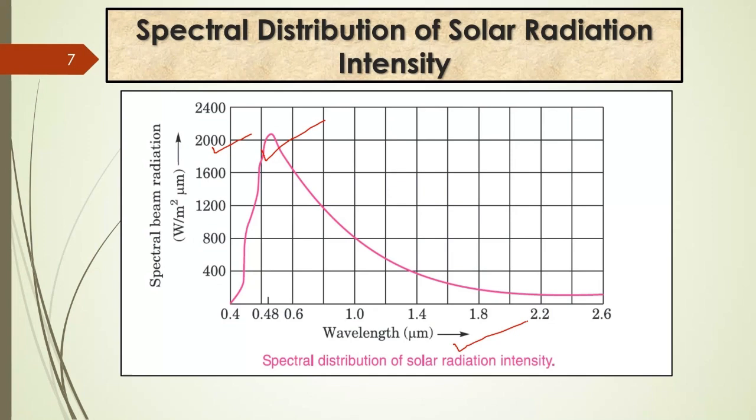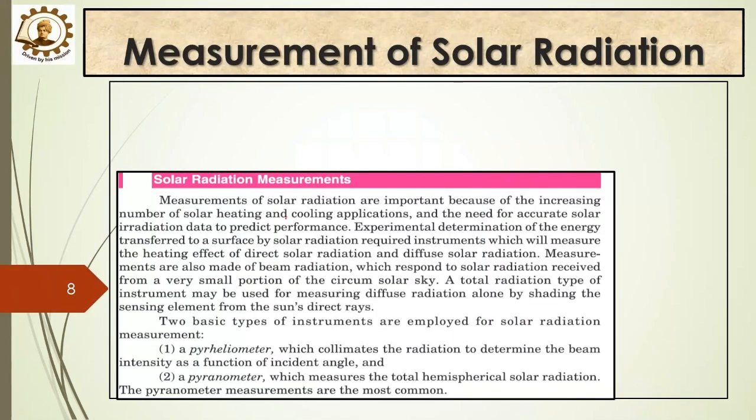Important, and it is known as the variation graph of spectral distribution with the beam intensity. Now, moving on to measurement. Once the solar radiation comes to the Earth's surface, we need to measure it also, and there should be certain instruments which can measure the beam radiation and also the diffuse radiation, or sometimes measure the total, that is the insolation. So, why is this measurement very important?